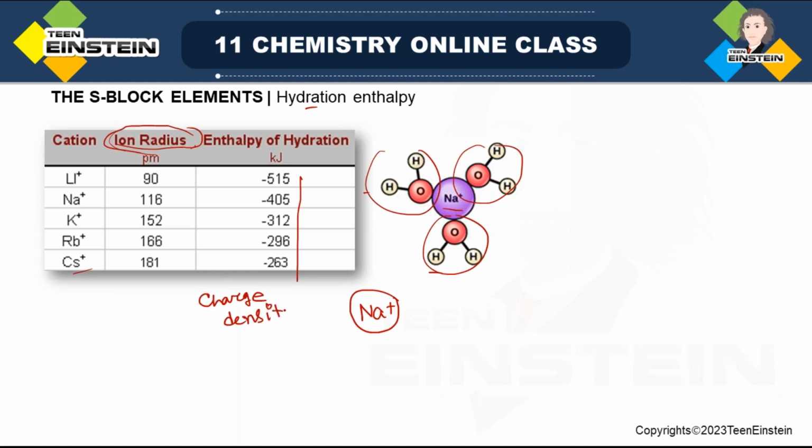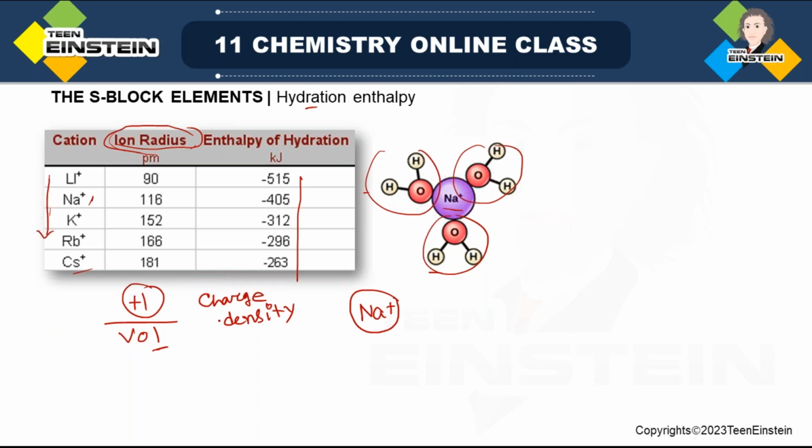Now charge density means what? Just simply think about normal density. Normal density means mass per unit volume, right? Now when I'm talking about charge density, it is charge by volume. Now all are having the same charge. The charge is +1, so charge is common. Now if you are dividing it by volume, the volume is increasing as you are moving down.